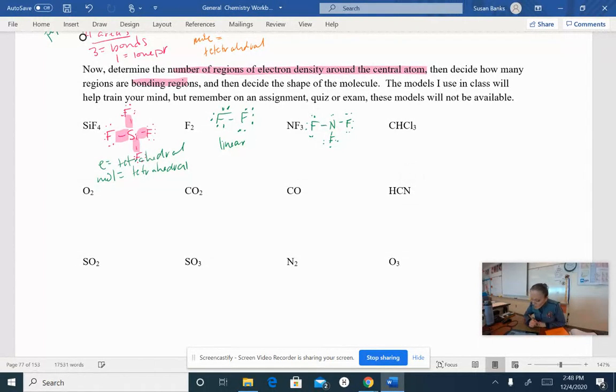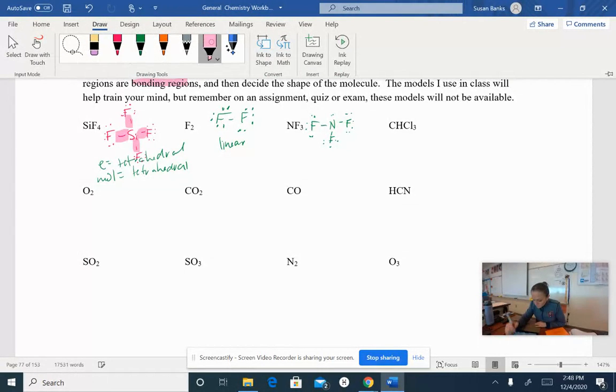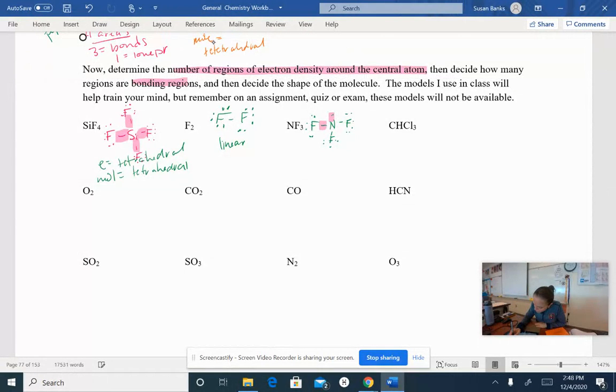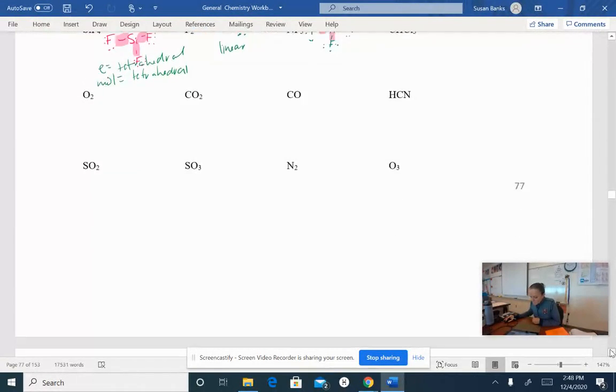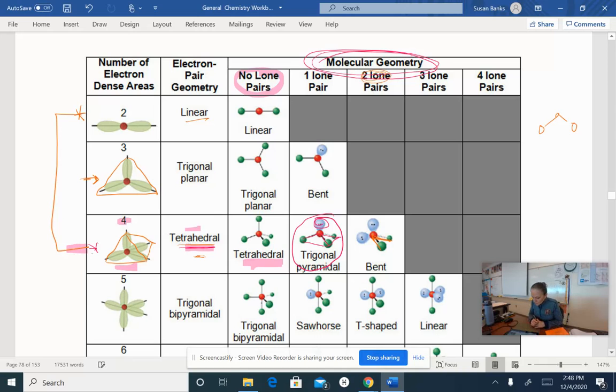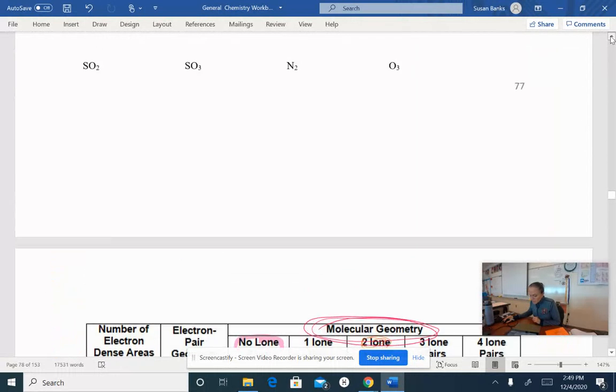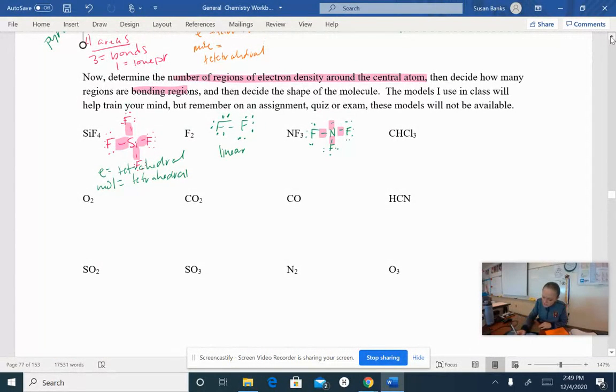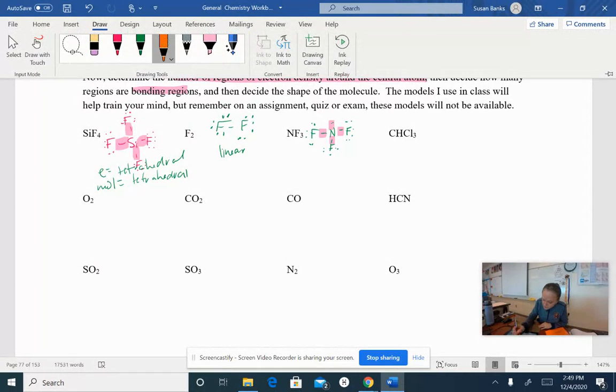Lewis structure. Let's look at that center atom. I've got 1, 2, 3, 4 areas of electron density. 3 are bonding, 1 lone pair. So let's check it out. So 4 areas, once again, 4 areas. I have 1 lone pair, so that gives me a trigonal pyramidal shape. Okay? So tetrahedral geometry for my electron geometry and trigonal pyramidal for my molecular.